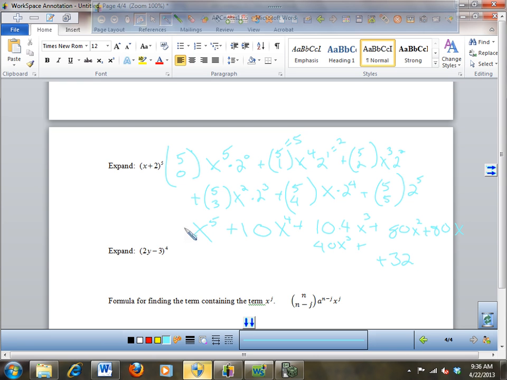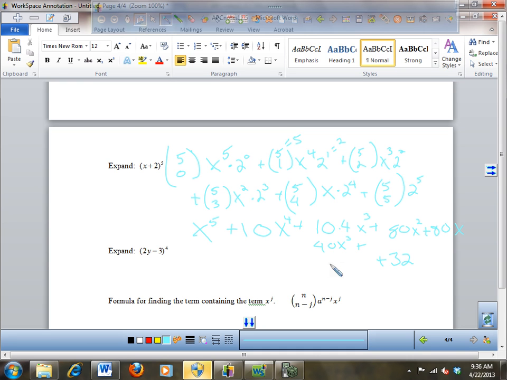So if I were to multiply x plus 2 times x plus 2 times x plus 2 times x plus 2, when I simplified everything, I would get x to the 5th plus 10x to the 4th plus 40x to the 3rd plus 80x squared plus 80x plus 32. All right? And that's the final answer.